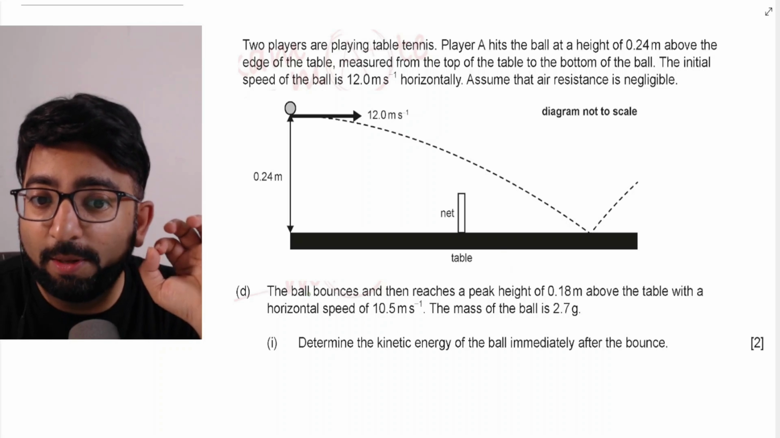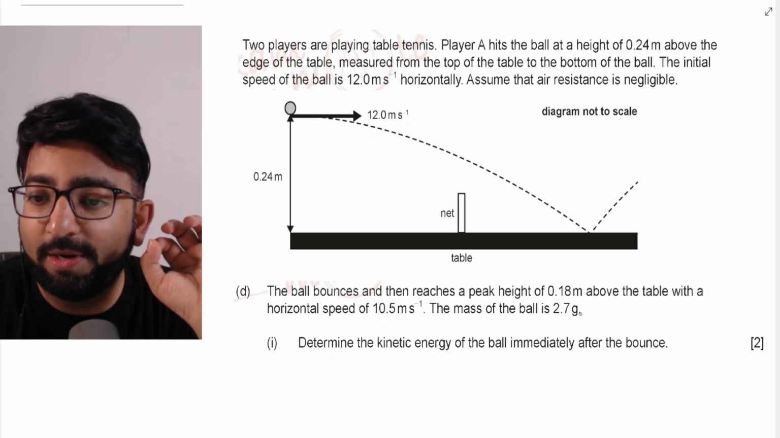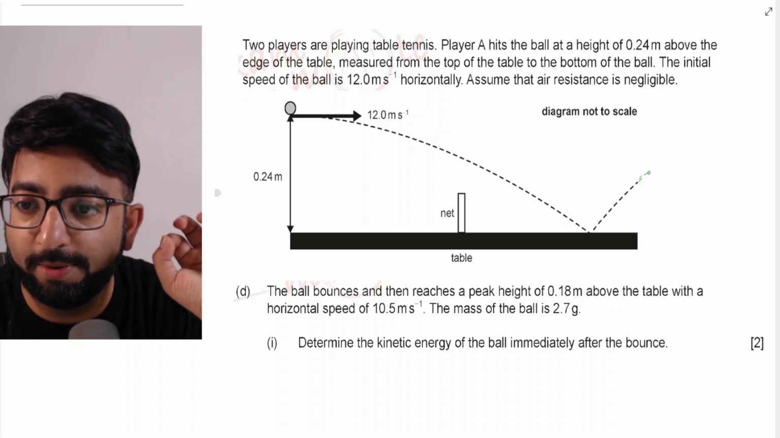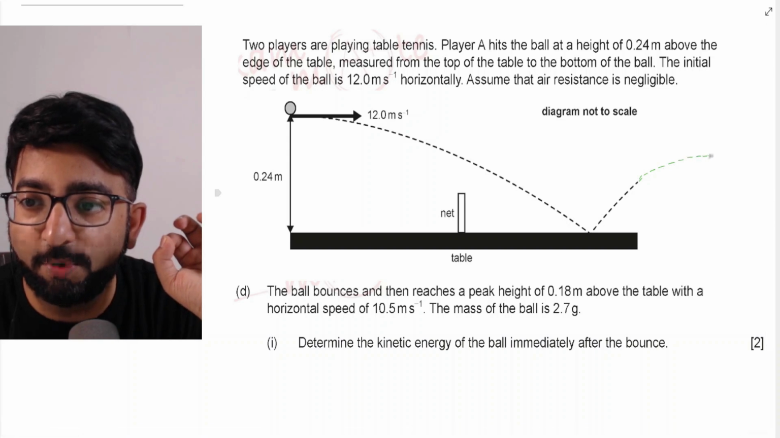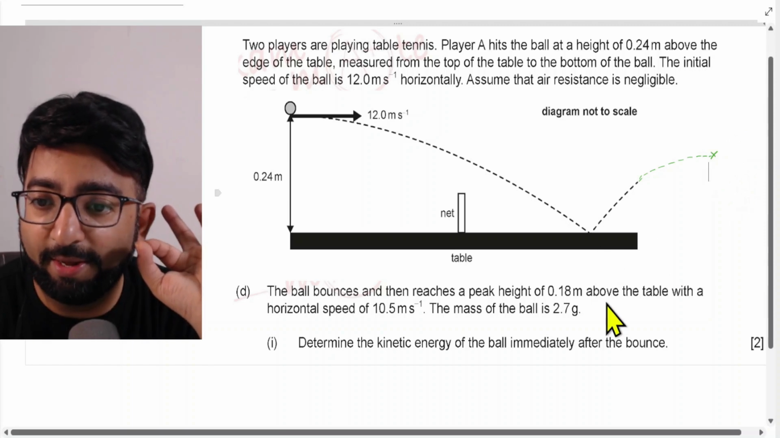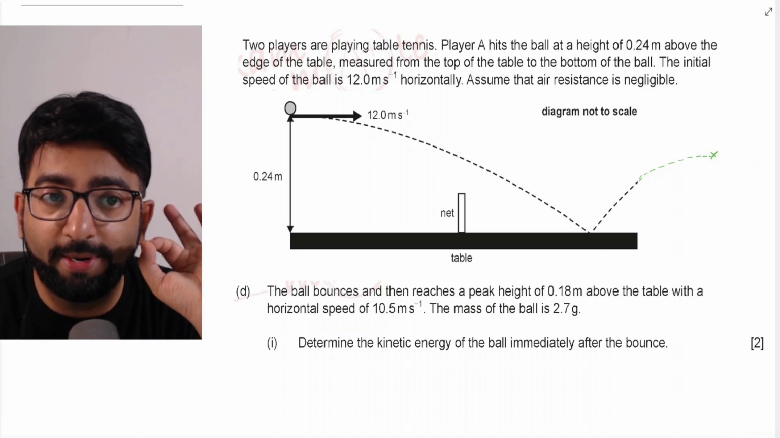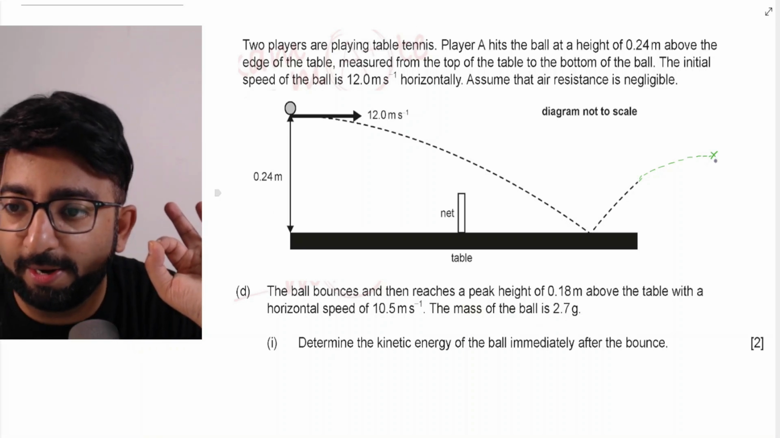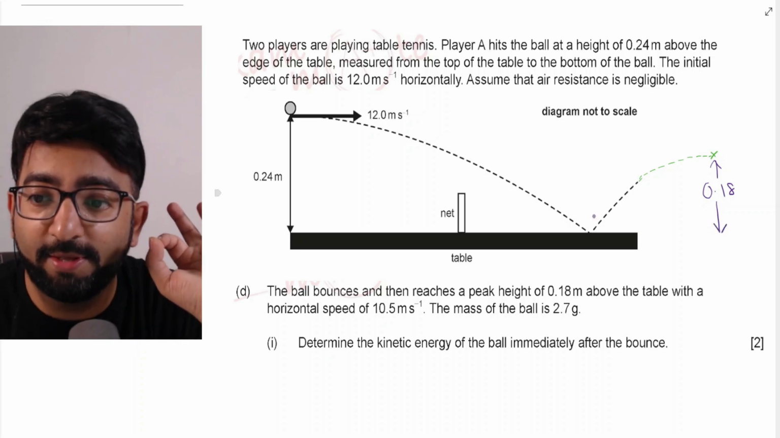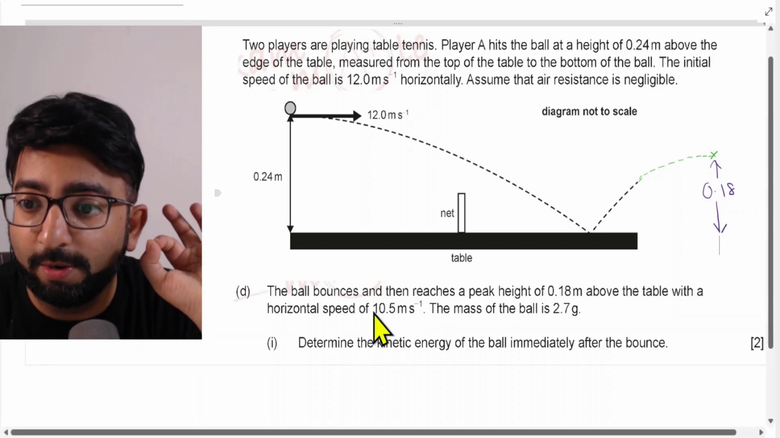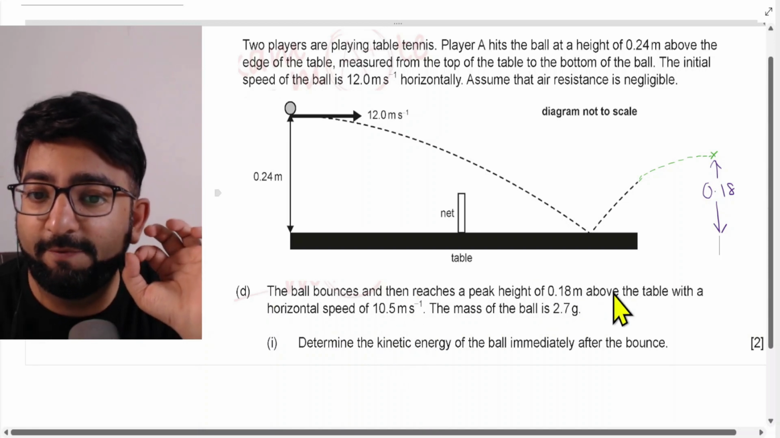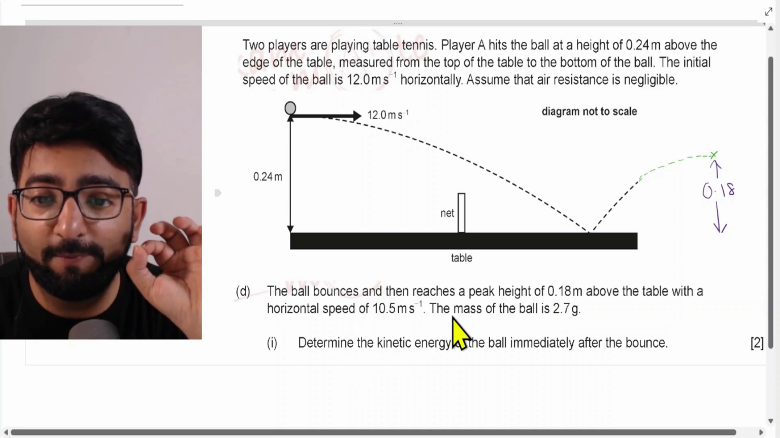So now the question is saying the ball bounces and then reaches a peak height of 0.18 meters. So let us complete the diagram. After the bounce, let's say the ball reaches this point. Imagine this is the highest point of the ball after the bounce. It is saying that the peak height is 0.18 meters. So let us label that. The height of the point above the ground is 0.18 meters. And then they say the horizontal speed of 10.5 meters per second. So the ball bounces, and at the peak height, the horizontal speed is 10.5 meters per second.